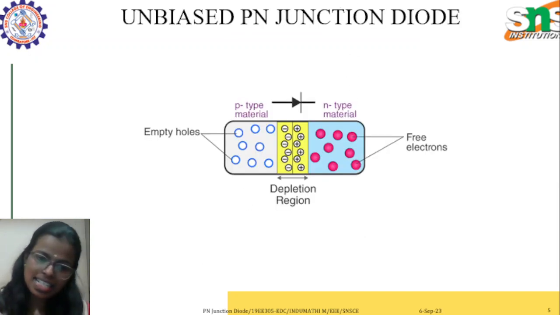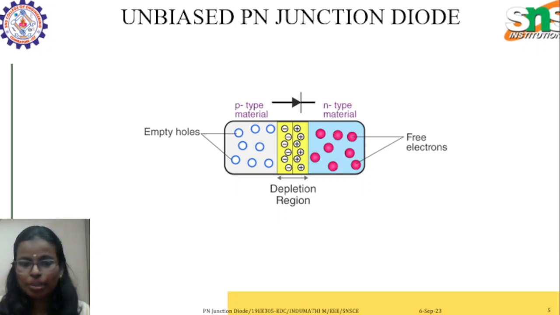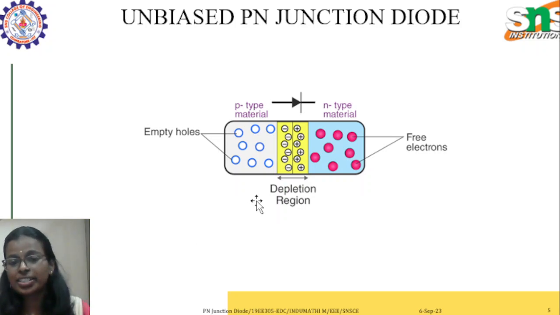So this is the unbiased diode. What is meant by an unbiased diode here is without any external supply, without giving any voltage. Biasing is nothing but giving a voltage. So, before giving a voltage, how will the PN junction diode be? In P type there will be more holes, and in N type there will be more electrons.